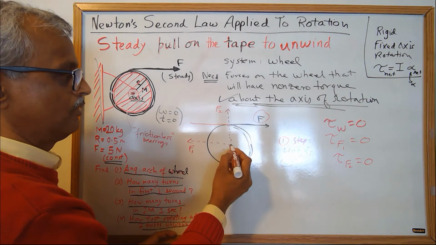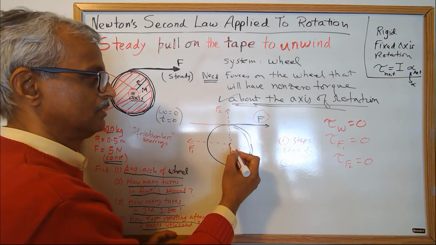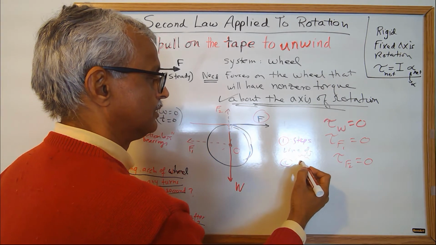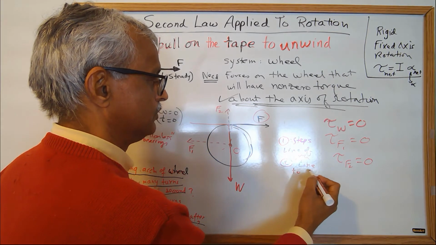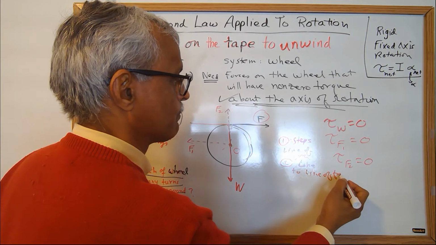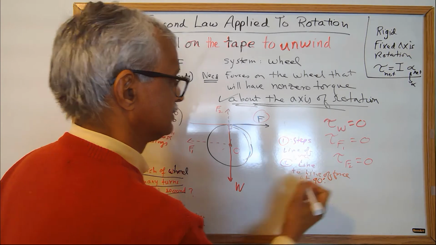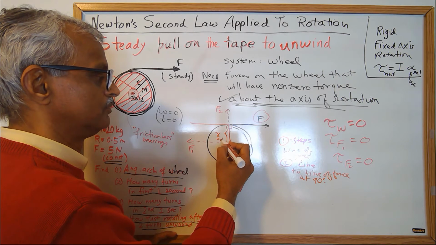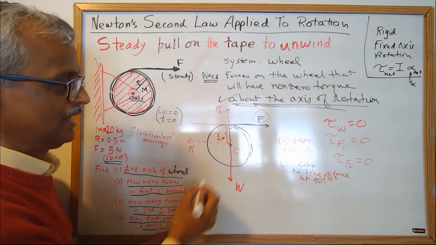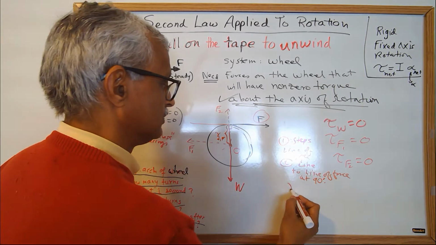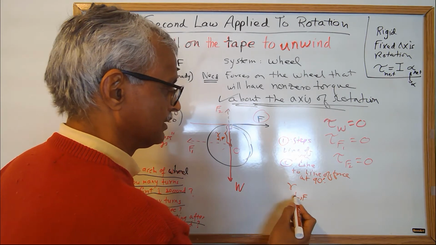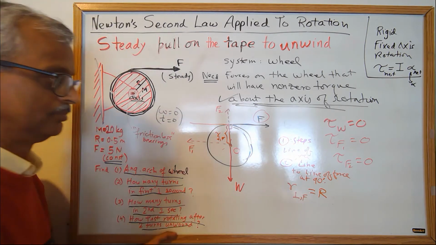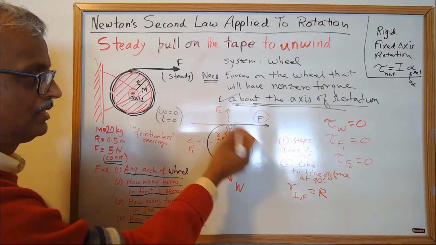Step two is draw from this axis point a 90 degree line to the line of force, at 90 degrees. Then that is the lever arm for F. That's the lever arm for F. And in the diagram, that's the radius. So from here, I get that the lever arm for the force F is the radius of the wheel. This is equal to the radius of the wheel.